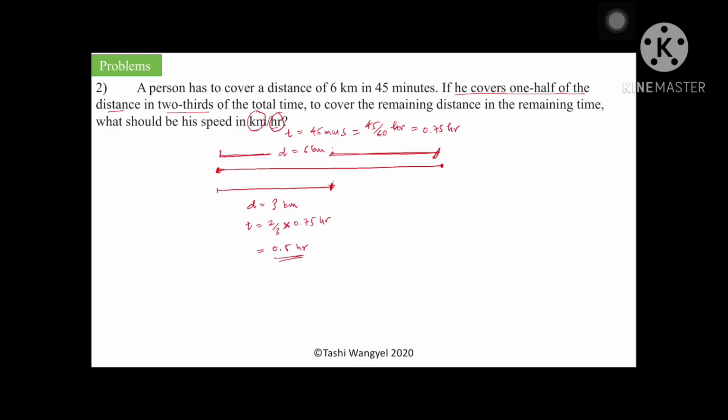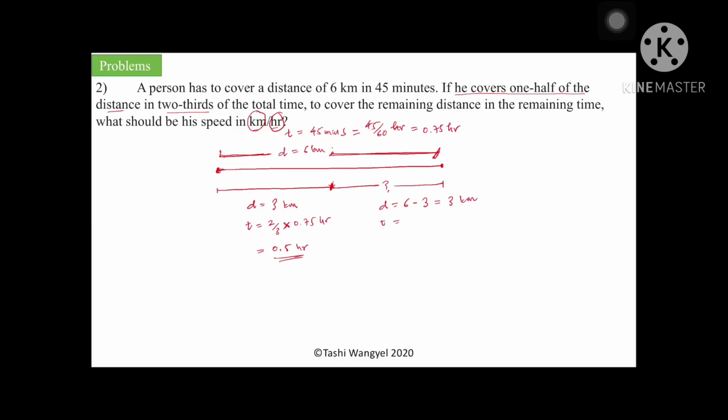So if he covers one half of the distance, 3 km, in 2/3 of total time, which is 0.5 hour, then to cover the remaining distance in the remaining time, what should be his speed in kilometer per hour? The remaining distance: total 6 km minus the first part, 3 km, so the remaining distance is 3 km.